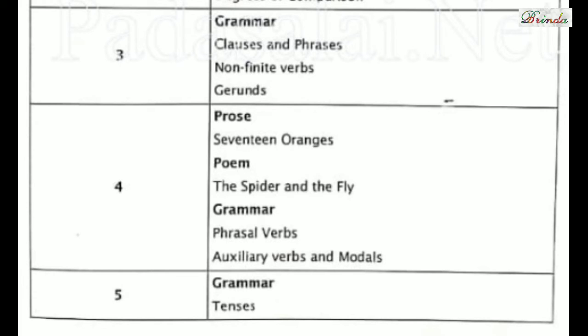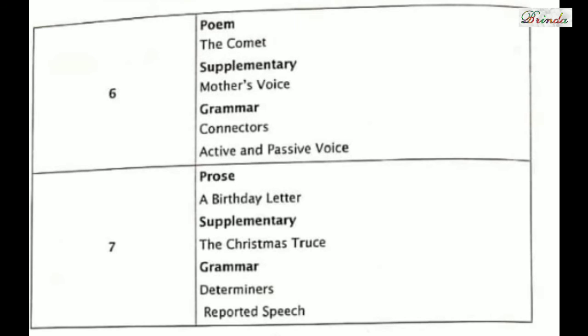Non-finite verbs, then gerunds. Unit 4, prose, 17 Oranges. Poem, The Spider and the Fly. Grammar, phrasal verbs, then auxiliary verbs and modal verbs. Unit 5, grammar part, tenses. And Unit 6, poem, The Comet. Supplementary reading, Mother's Voice. Grammar part, connectors and active and passive voice.